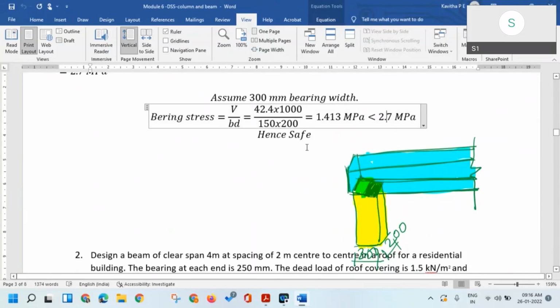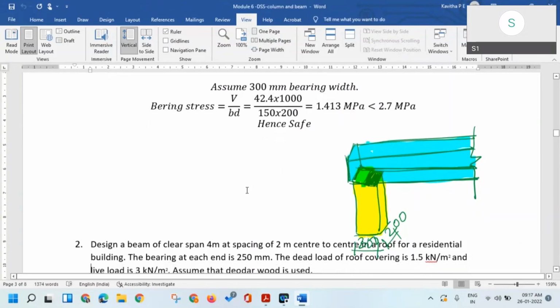safe. So that is all about designing a timber beam in which we have to assume the cross-sectional dimensions. We have to calculate the maximum bending moment and shear force as per the beam conditions. And then we have to do the check for shear, deflection, and bearing. Okay. Now let us discuss a few questions that were asked in the university.